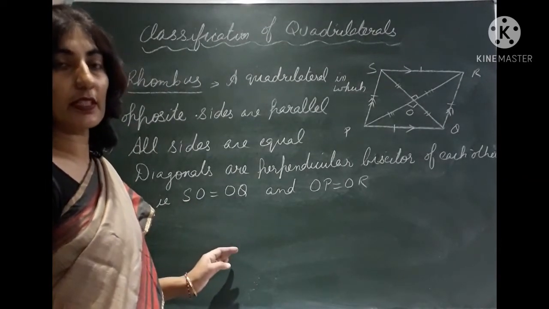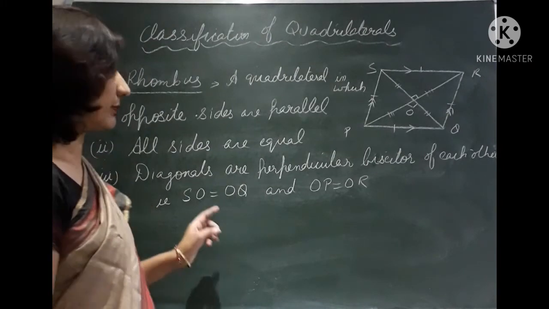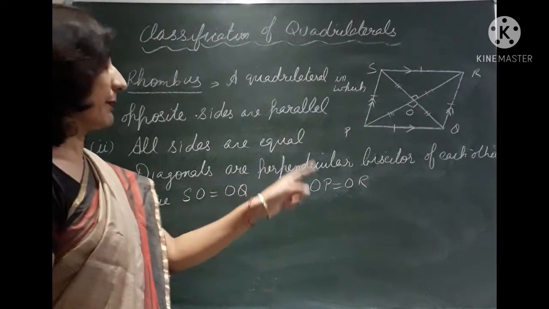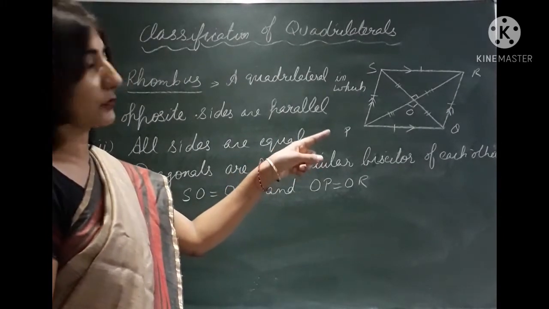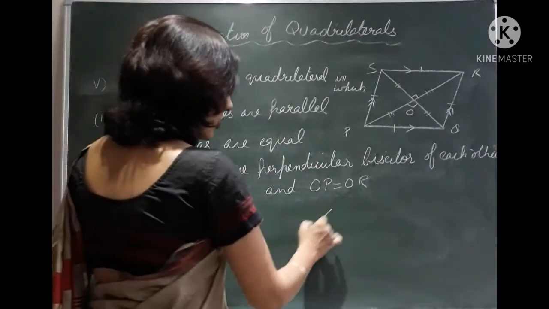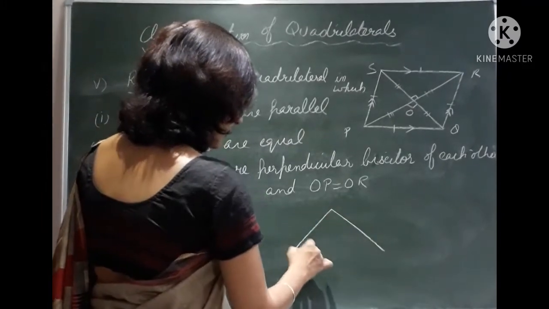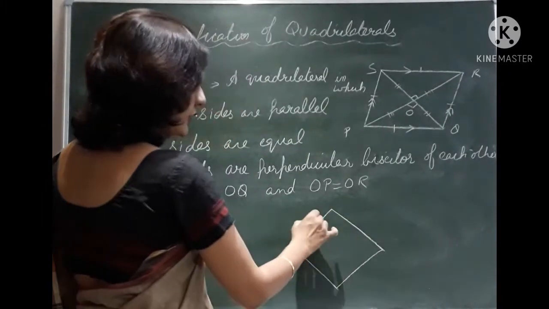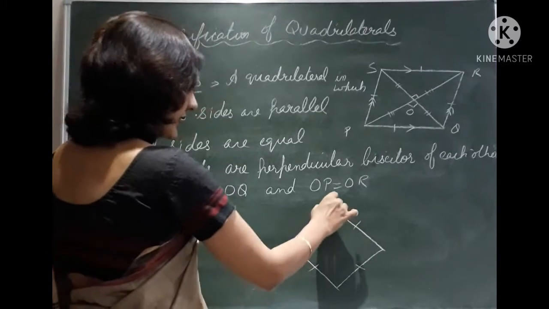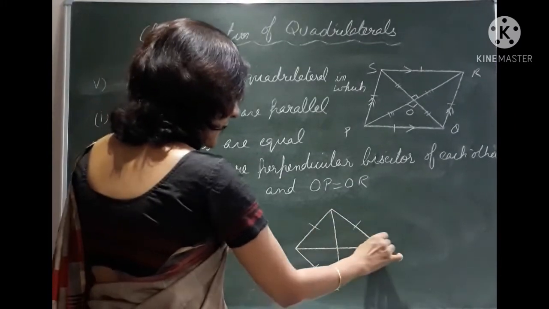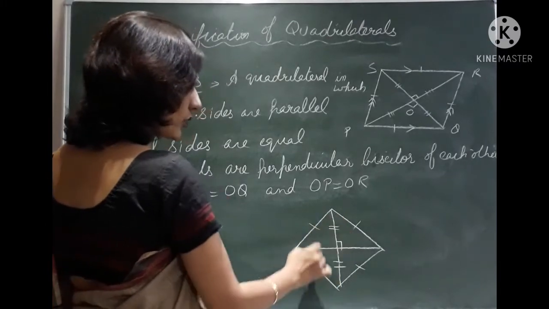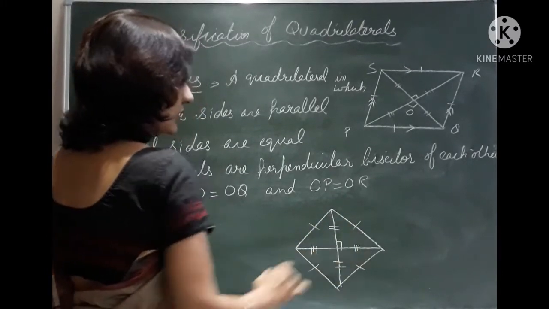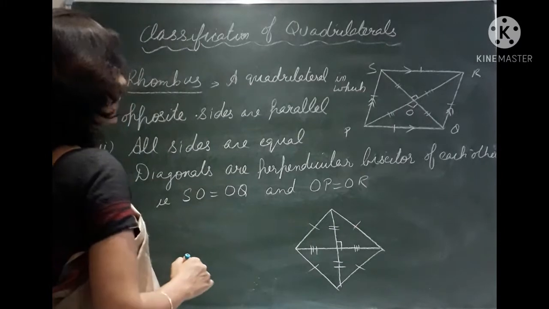In general, if we say in a rhombus, the diagonals are not equal, but the diagonals are perpendicular bisectors of each other. Here you can see, I have drawn a rhombus PQRS. You can draw the rhombus like this also, in which all sides are equal. Then diagonals are perpendicular to each other and they bisect each other. This will be equal to this and this will be equal to this. So this is of a rhombus.